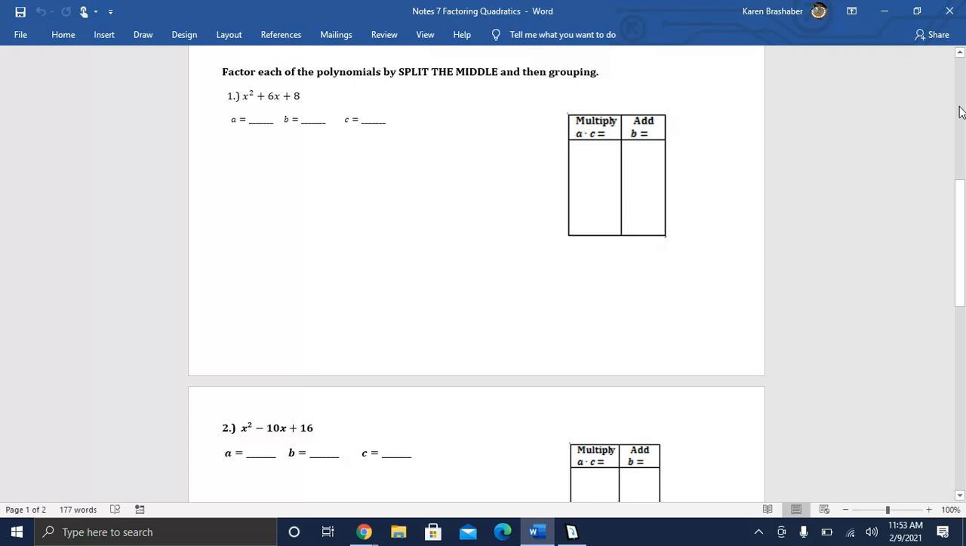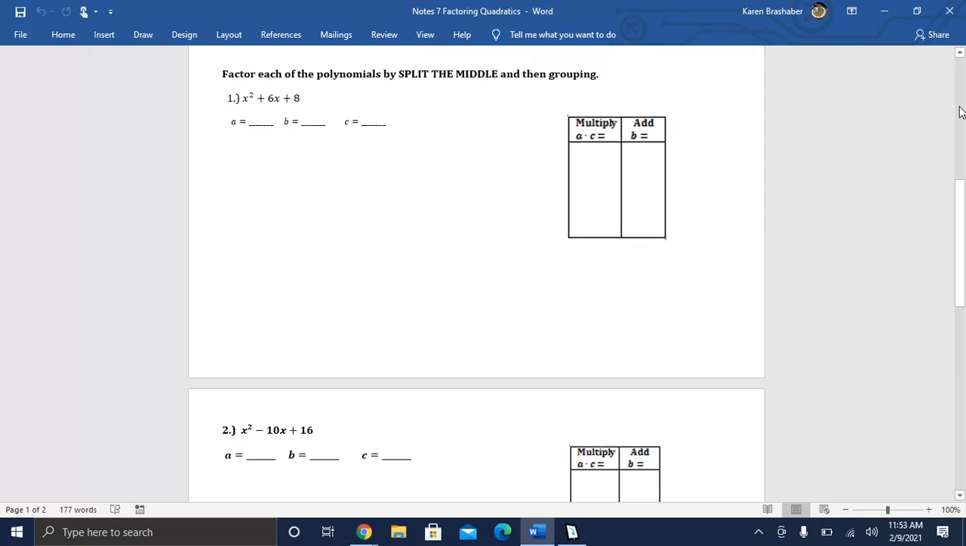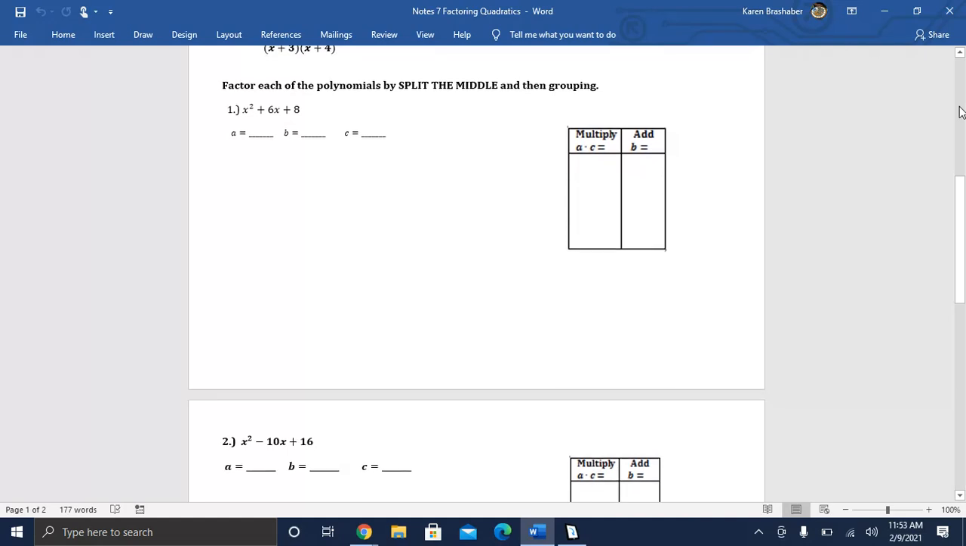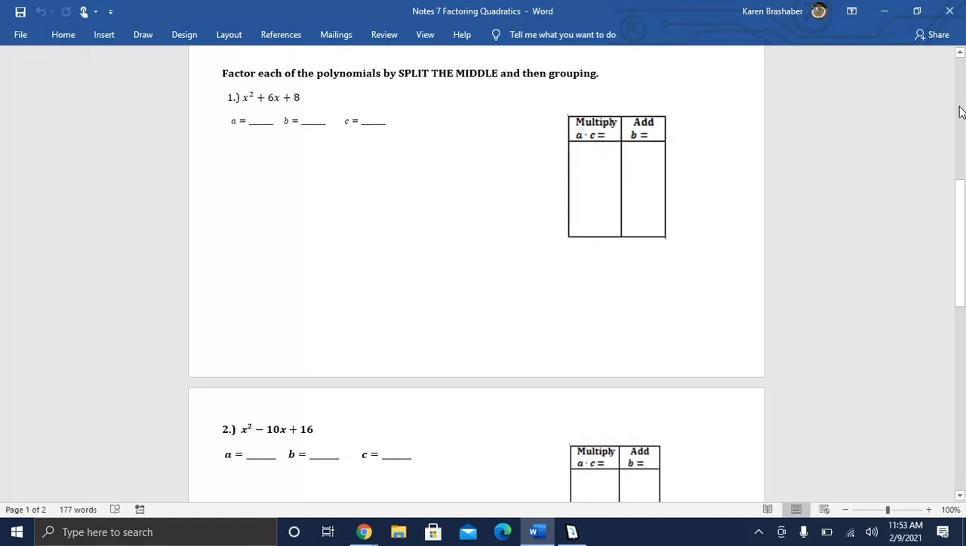And as I have talked to you about before, your first approach, your first strategy should be to think of whether or not you could divide each term by the same value. You know, would each one of these divide by x? Well, no, the 8 would not. Would each term divide by 2? No, the x squared would not. So there is no common factor.